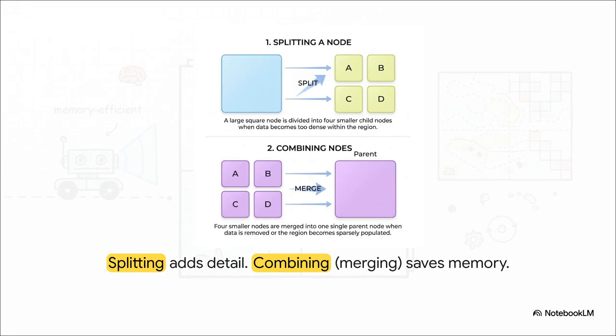But on the flip side, if a robot explores 4 little squares right next to each other and finds out they're all empty, they combine back into their parent node. This cleans up the map and saves a ton of memory.